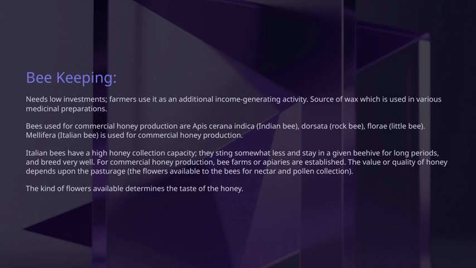To produce honey commercially, beekeepers establish bee farms or apiaries. But it's important to remember that the quality and taste of honey heavily depend on the flowers available to the bees, what we call pasturage. The types of flowers in the area influence the flavor profile of the honey, making each honey unique based on its floral source. So, in essence, the kind of flowers the bees visit determines the taste of the honey, and this highlights the importance of good flower availability and diversity for high-quality honey production.